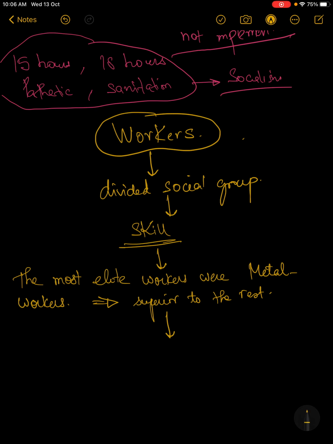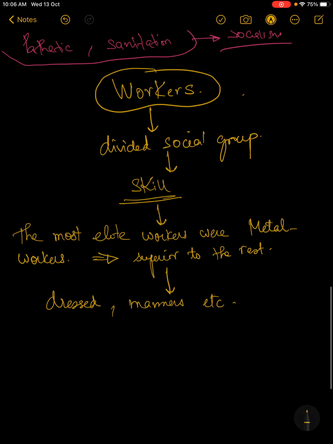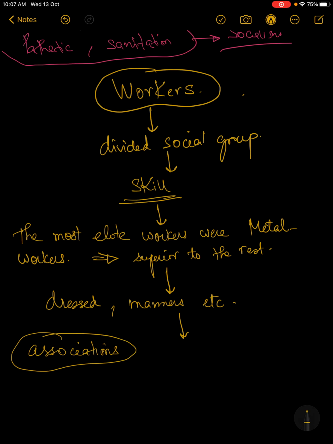There was also division amongst the workers on the basis of the way they dressed, on their manners, etc., which is really funny and slightly bizarre. And during this time, workers started setting up their own associations, for example, Metal Workers Association, Coal Workers Association, Cobblers Association, just as an example.